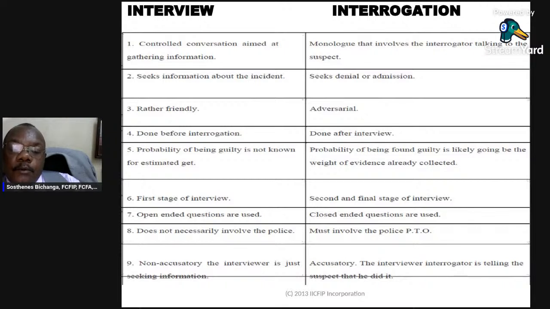Number 8, interviewing does not necessarily involve the police. Interrogation must involve the police. Why? When you are now seriously accusing the subject of your interrogation and pointing all evidence to him or her, she might become violent and even stand up to fight with you. So you must have the protection of the police, who will be able, even at this stage, to arrest the person and put him under custody. It is not a joke here now, because this person has been found to be the most probable perpetrator of the crime.